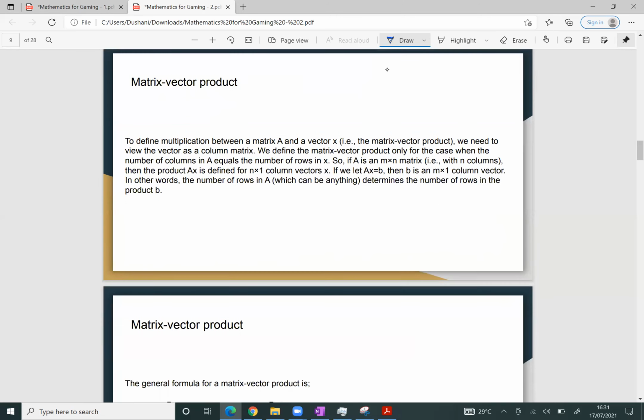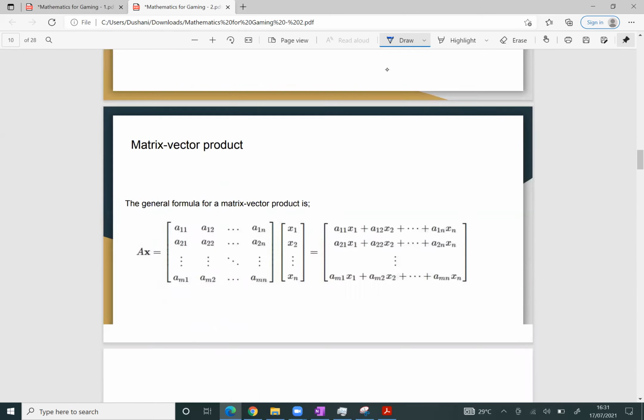So when we do matrix vector multiplication, we need to view the vector as a column matrix. We define the matrix vector product only when the number of columns in matrix A equals the number of rows in vector X. Okay, the number of columns in the matrix should be equal to the number of rows in the vector.